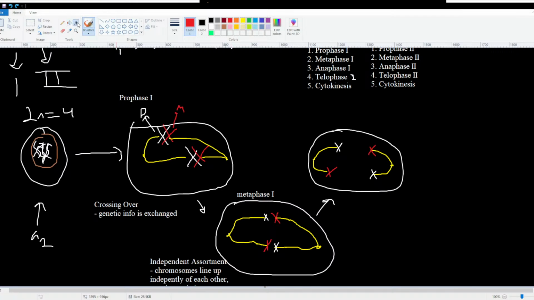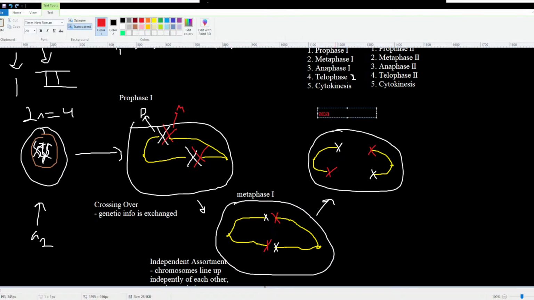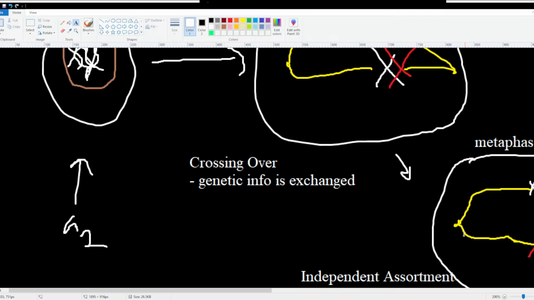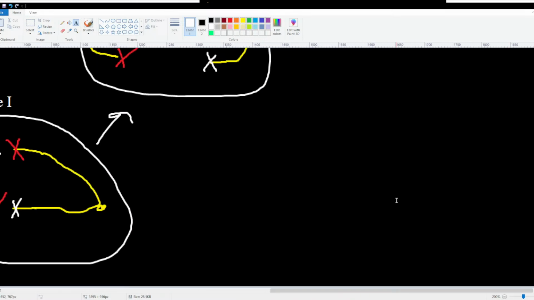So now this is anaphase 1. That's when we're pulling apart homologous chromosomes. And then we go into telophase 1.